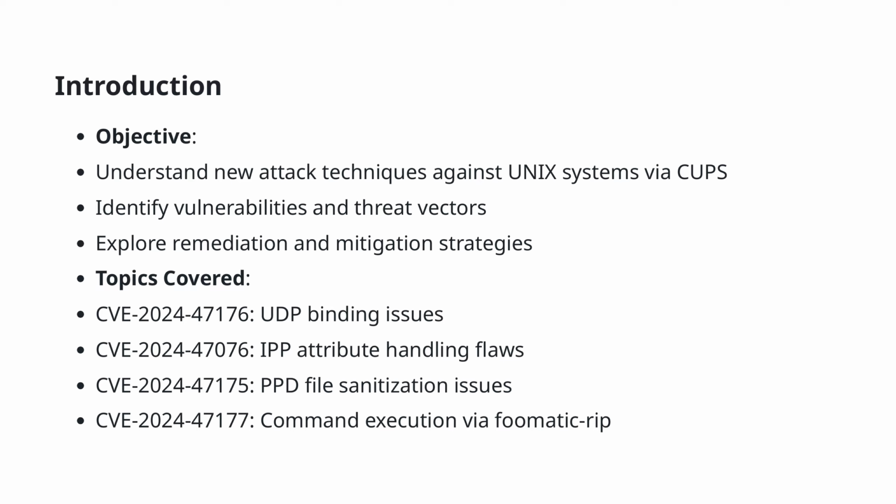1. CVE-2024-47176, which deals with UDP binding issues. 2. CVE-2024-47076, focusing on IPP attribute handling flaws. 3. CVE-2024-47175, addressing PPD file sanitization problems. 4. CVE-2024-47177, involving command execution through foomatic-rip. Understanding these vulnerabilities will help us protect Unix systems from attacks that exploit these specific weaknesses in CUPS.